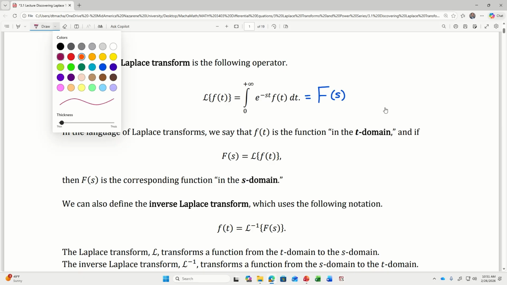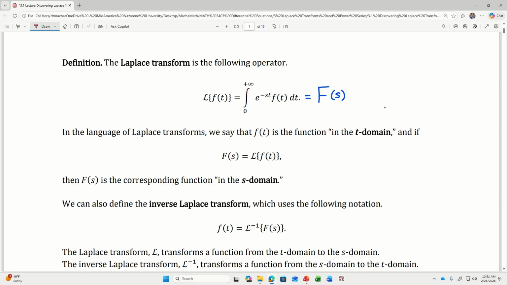And this is a bijection between these sets of functions, meaning it has an inverse. We're not going to prove that this is a bijection because that would take us down a rabbit hole that's not very productive. But we also have an inverse Laplace transform. The inverse Laplace transform takes the corresponding capital F function in the s domain and converts it back into the lowercase f of t function in the t domain.